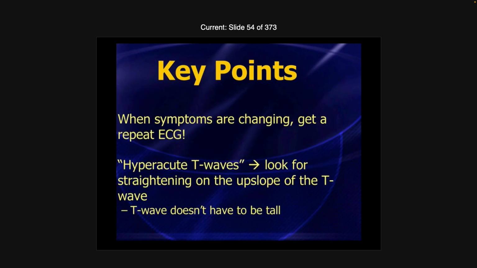Most people think about hyperacute T-waves as T-waves that are very tall. For example, if you have a T-wave that's very large, I've talked about that before. When the T-wave gets very large to the point that you can take that entire QRS complex and fit it inside the T-wave, that is very abnormal.